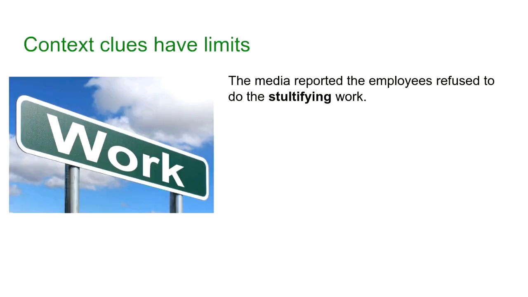But context clues do have limits, and here's an example. The media reported the employees refused to do the stultifying work. What in the world is stultifying? It refers to work. It's talking about what kind of work it is. And we can see that it's probably negative because the employees are refusing to do that kind of work, but we're still not really sure what it means, even with all the context clues that we have around there.